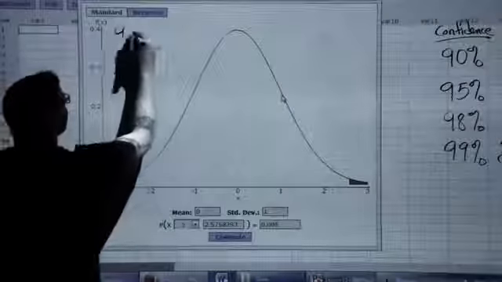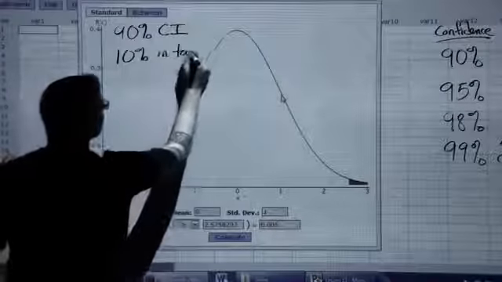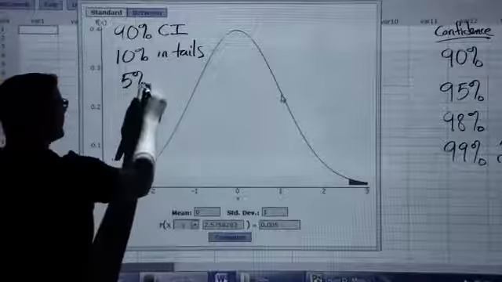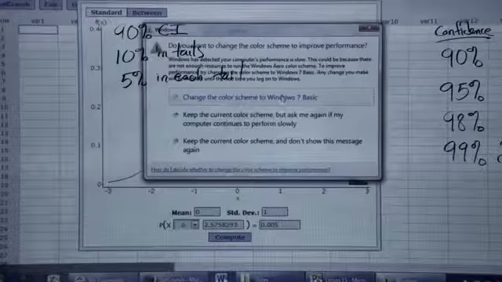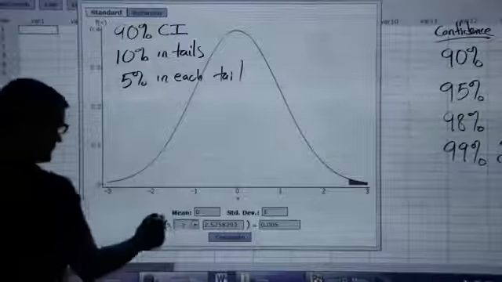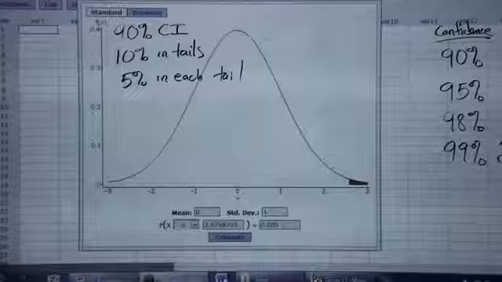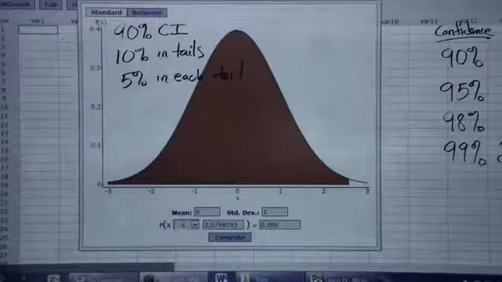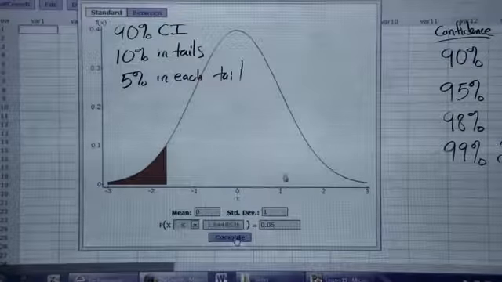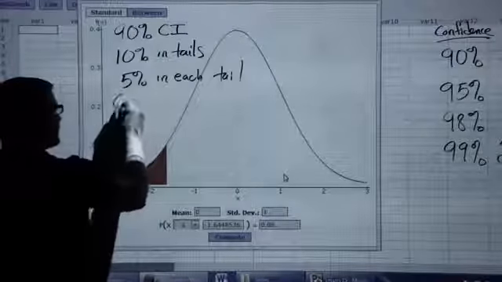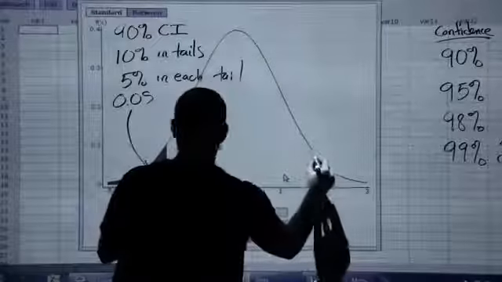All right, let's see here. 90% confidence interval would have 10% in the tails, cut in half, 5% in each tail. Let's see here. I'm going to do a less than. Probability x is less than 0.05. Be careful with 0.05 versus 0.5. 5% is 0.05. I put 0.05 here. I put 0.05 here.